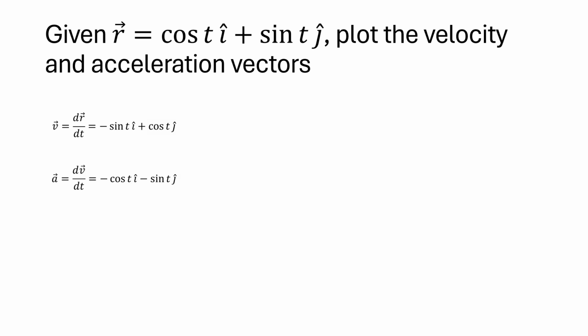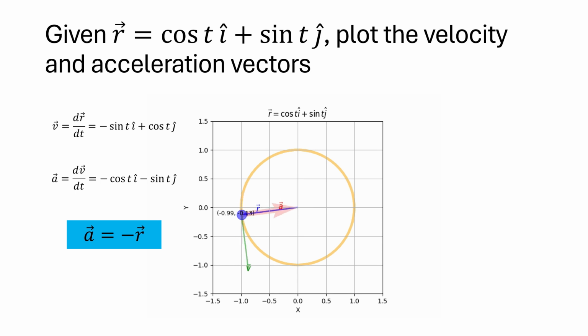The acceleration vector is obtained by taking the time derivative of the velocity vector. We can notice that the vector A is equal to the negative of the position vector r, which means the vector A is pointing in the opposite direction to vector r, which we can visualize by updating the code from the previous slide and by showing both the velocity and acceleration vectors.